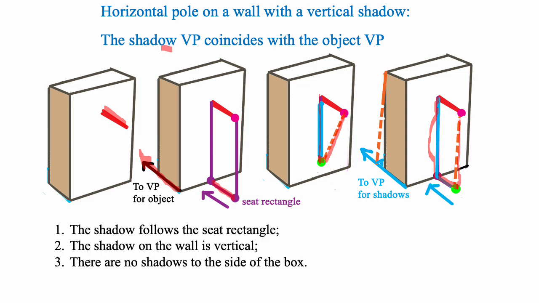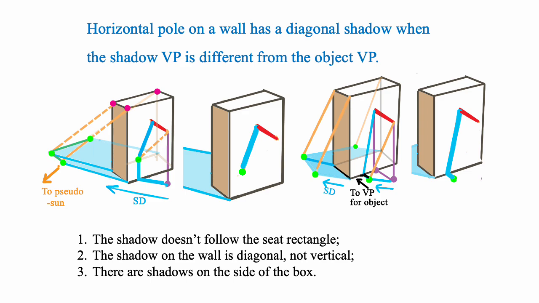Since the shadow vanishing point coincides with the object vanishing point, three things happen. The shadows follow the seat rectangle, the shadow on the wall is vertical, and there are no shadows to the side of the box.